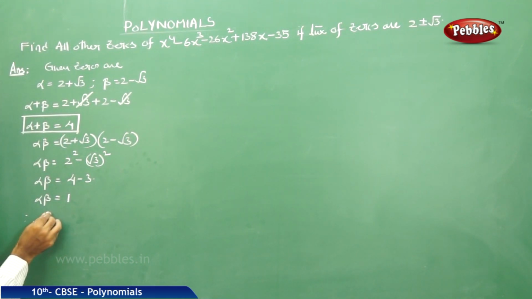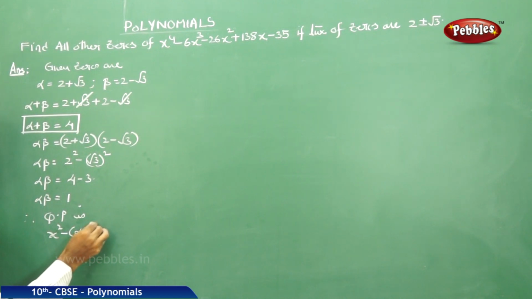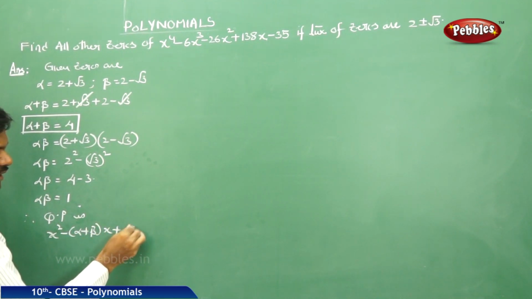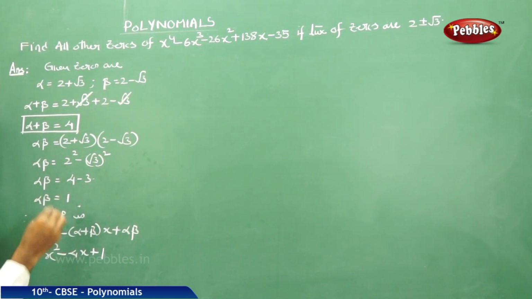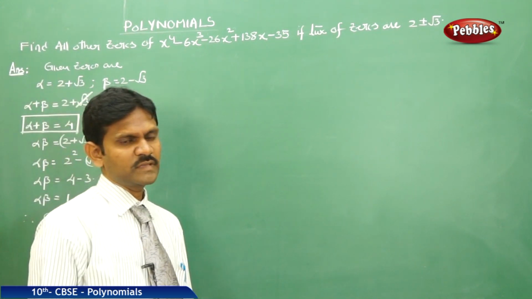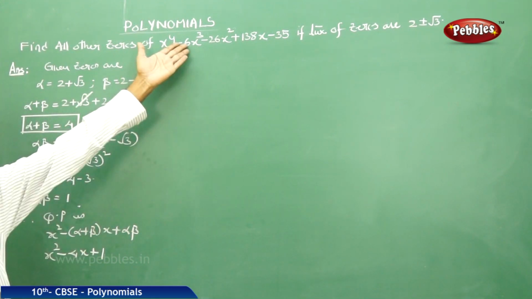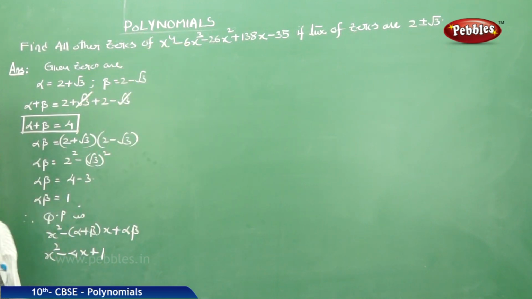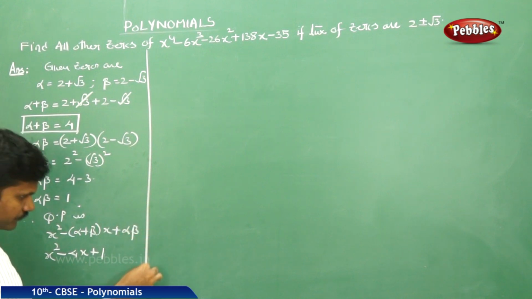From the above information, therefore the quadratic polynomial is x square minus (alpha plus beta) x plus alpha beta, that is x square minus 4x plus 1, since alpha plus beta is 4 and alpha beta is 1, which is the required polynomial. Now this is your new divisor, and your dividend is this one. With the help of these two you can find the other two zeros. Okay, let us follow that.